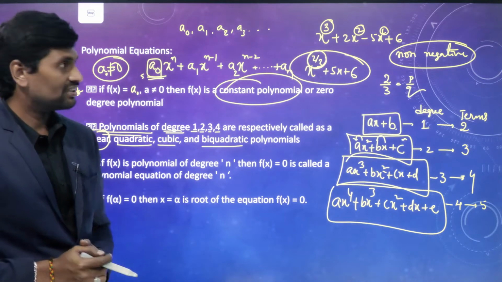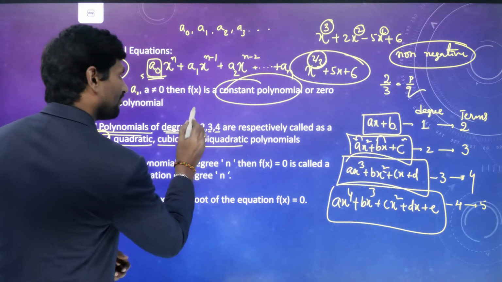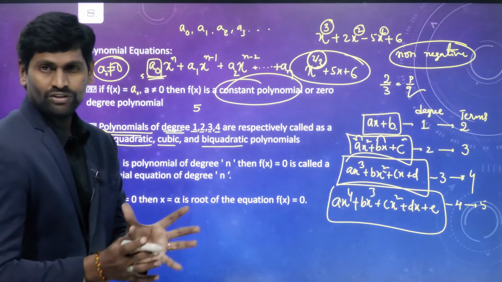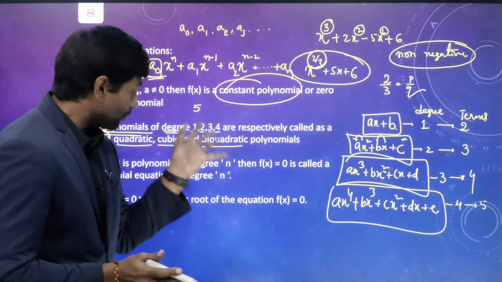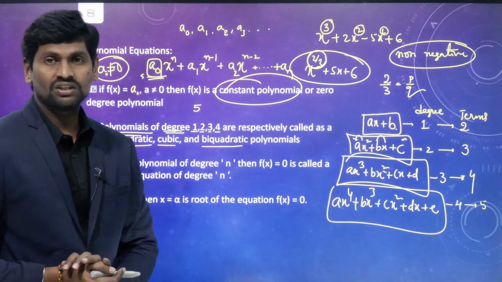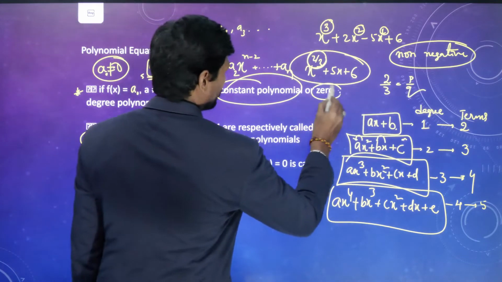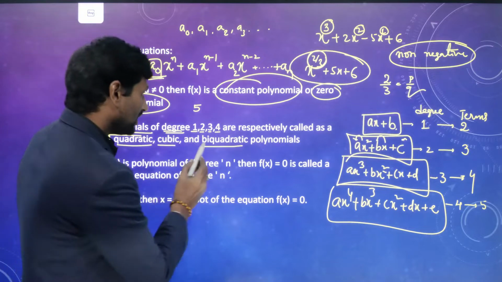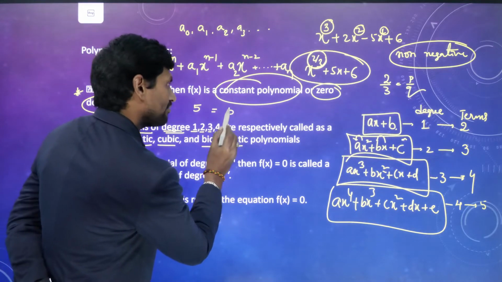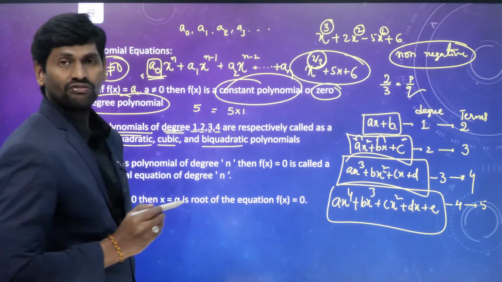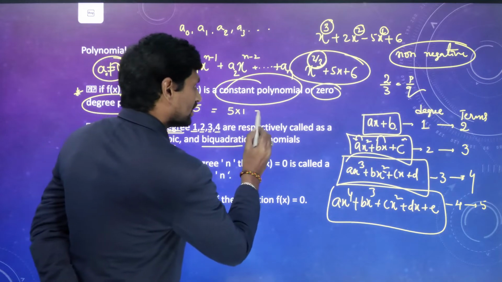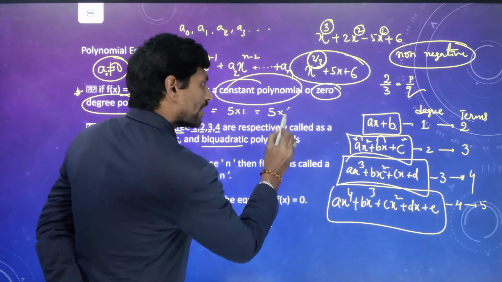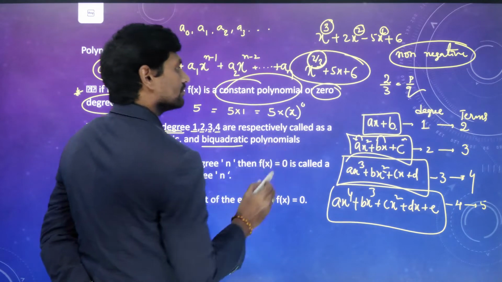Constant polynomial. That means, for example, we can take 5, only the number 5, a constant number given. This polynomial is called a constant polynomial or degree 0 polynomial, because 5 we can write as 5 into 1, and that 1 we can express as x power 0.